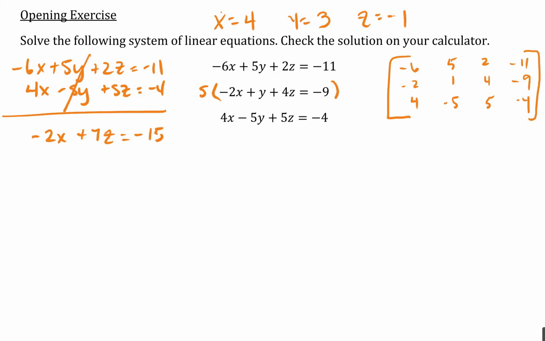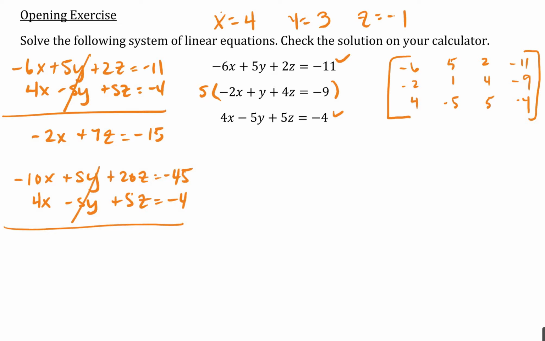I then can choose the second equation because I've used the first and the last one. So if I take the second equation, which becomes -10x plus 5y plus 20z equals -45, that I'm getting from multiplying by 5, I then can add that again to that third equation because that would allow the y's to eliminate. The y's eliminate. I'm left with the equation -6x plus 25z equals -49.